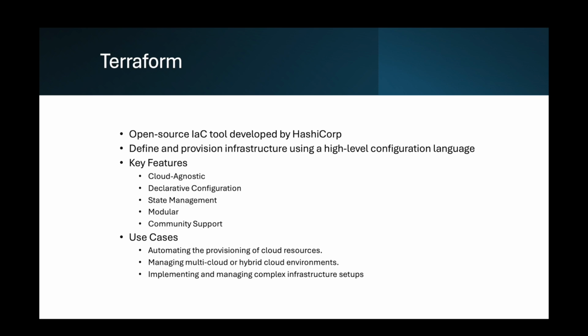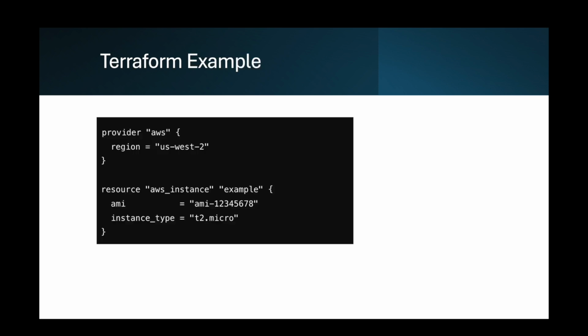Some of the use cases include automating the provisioning of cloud resources, managing multi-cloud or hybrid cloud environments, and implementing and managing complex infrastructure setups. Here is an example for Terraform where I'm saying provider is AWS and the region where this cloud is installed is us-west-2. Resource needed is aws_instance, which is called example, and the AMI being used is ami-1234567, instance type is t2.micro. So this is how you can create a Terraform instance using the HCL language.